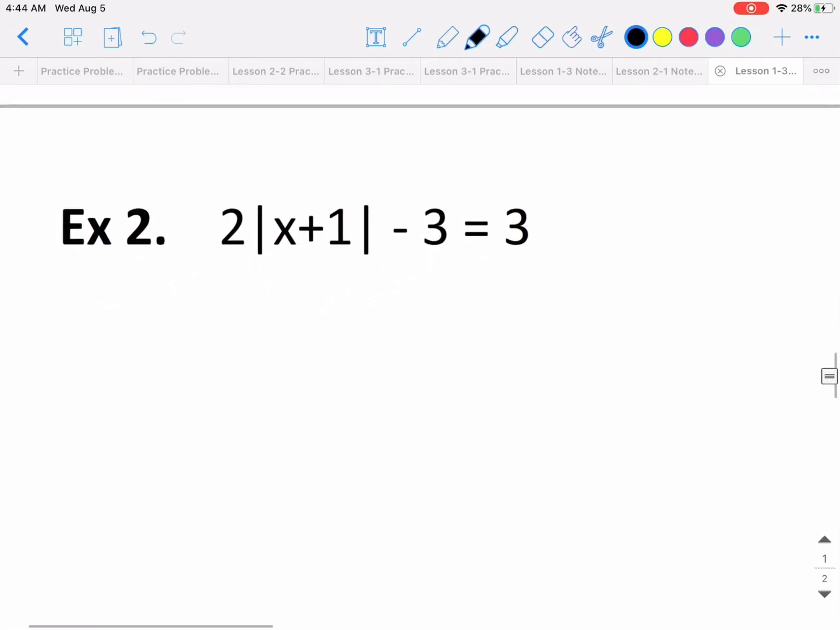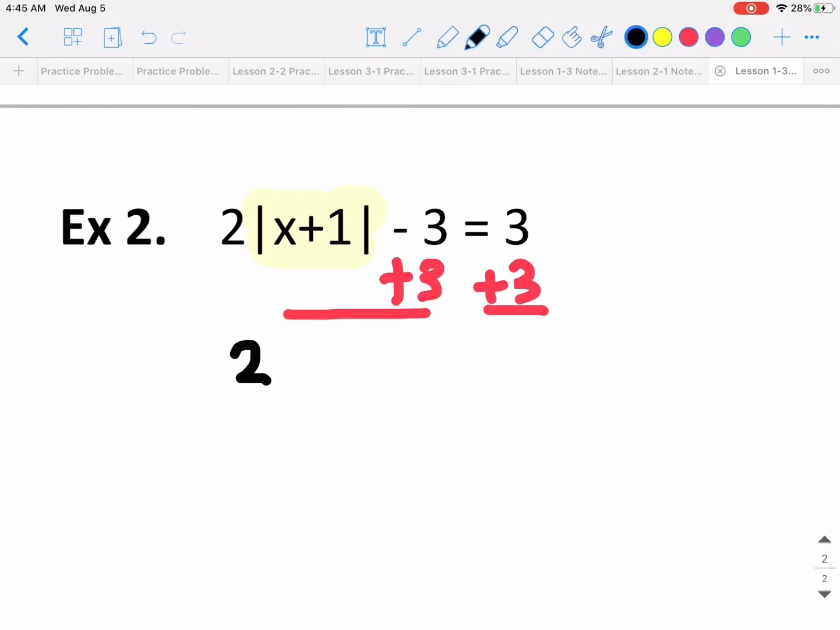All right, let's look at this problem. So if I have 2 times the absolute value of x plus 1 minus 3 is equal to 3, first thing I want to do is isolate this absolute value and get it by itself. So I'm going to first undo the subtraction by adding 3 on both sides. I'll get 2 times the absolute value of x plus 1 is equal to 6.